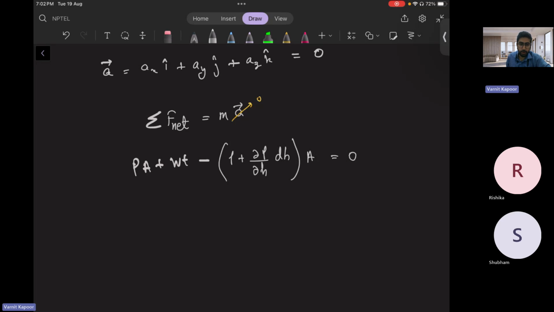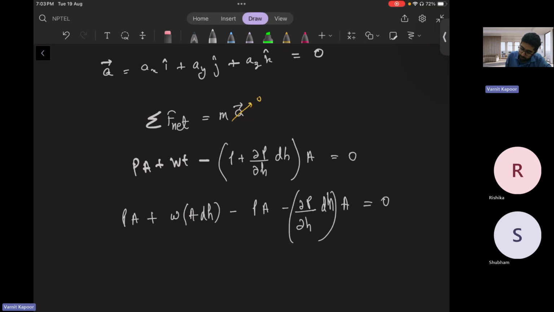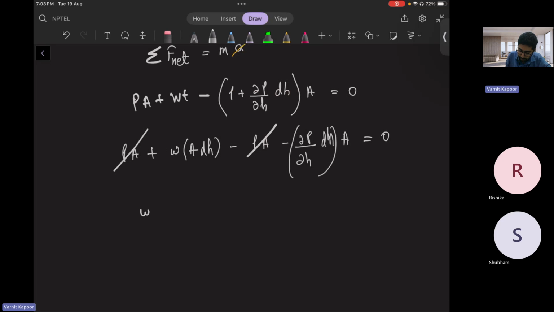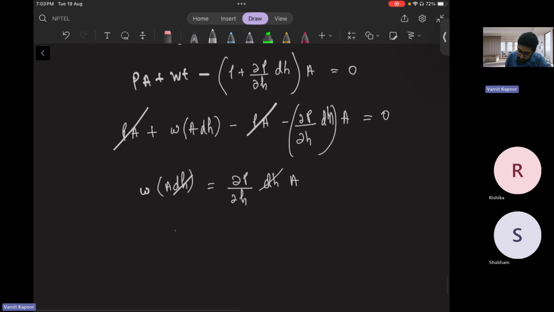Weight is specific weight into volume, that is, mg. So PA and PA cancel out. PA plus specific weight into volume, which is A dH, minus PA, expanding the bracket, minus dou P by dou H dH into area, is equal to 0. So this and this cancel out. You are left with W A dH is equal to dou P by dou H dH into A. The dH cancels out, and A and A also cancel out. Now dou P by dou H is nothing but the specific weight, rho g.